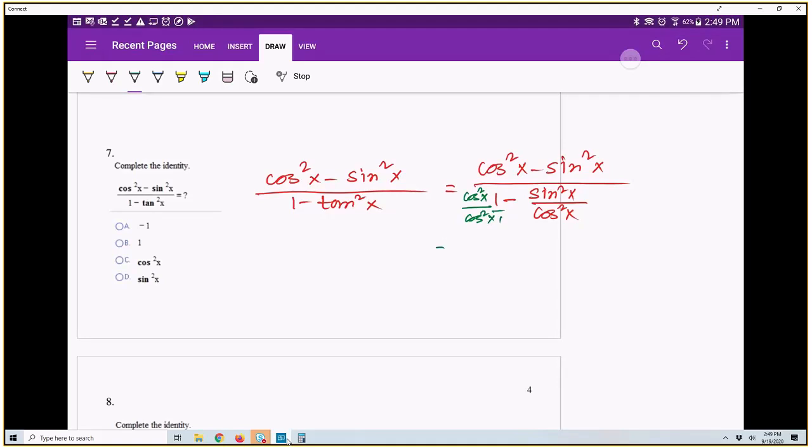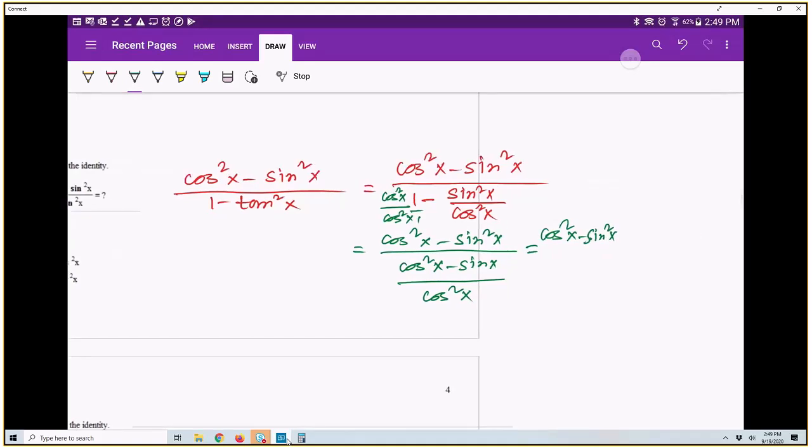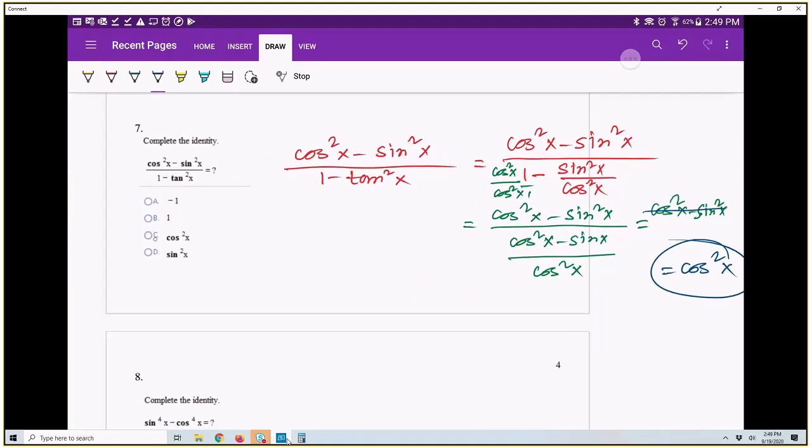So I get cosine squared x minus sine squared x all over cosine squared x minus sine squared x over cosine squared x. Dividing by a fraction means multiplying by its reciprocal, so cosine squared x minus sine squared x is getting multiplied by cosine squared x over cosine squared x minus sine squared x. And then I cancel these two terms. So my final answer should be cosine squared x. So that's option C.